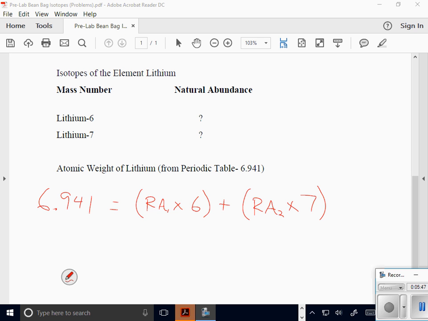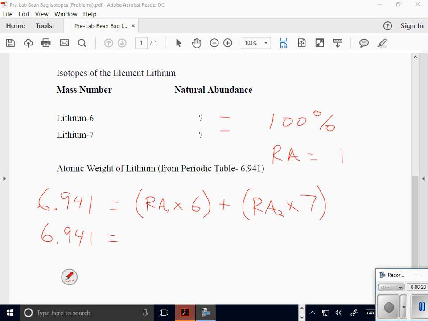Okay? So, I have to determine percentages. And I know that whatever these two values are, they have to equal 100%, right? So, when I'm doing relative abundance instead of percentages, the relative abundance has to equal 1 for both of them. Correct? We're putting them into decimals. They have to equal 1.